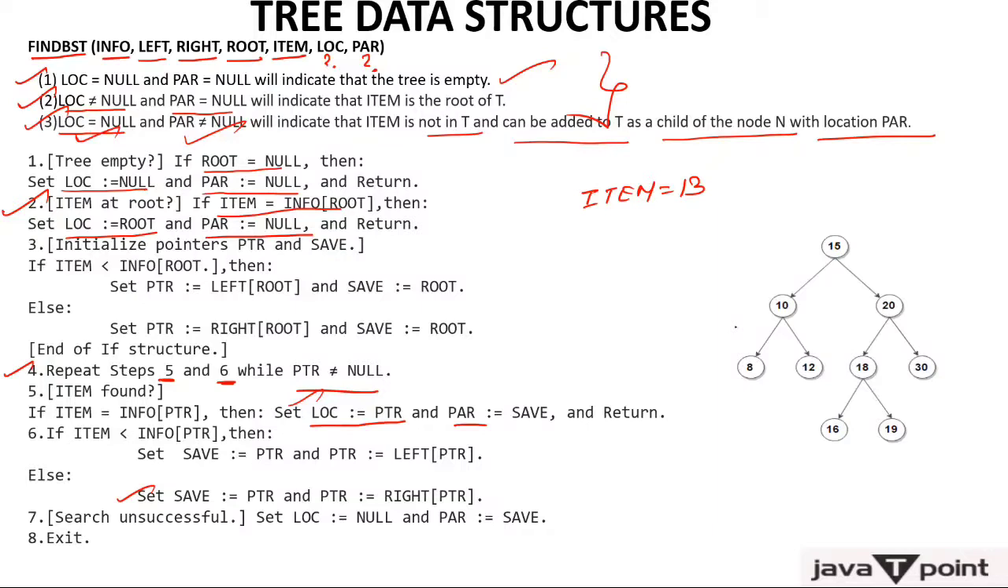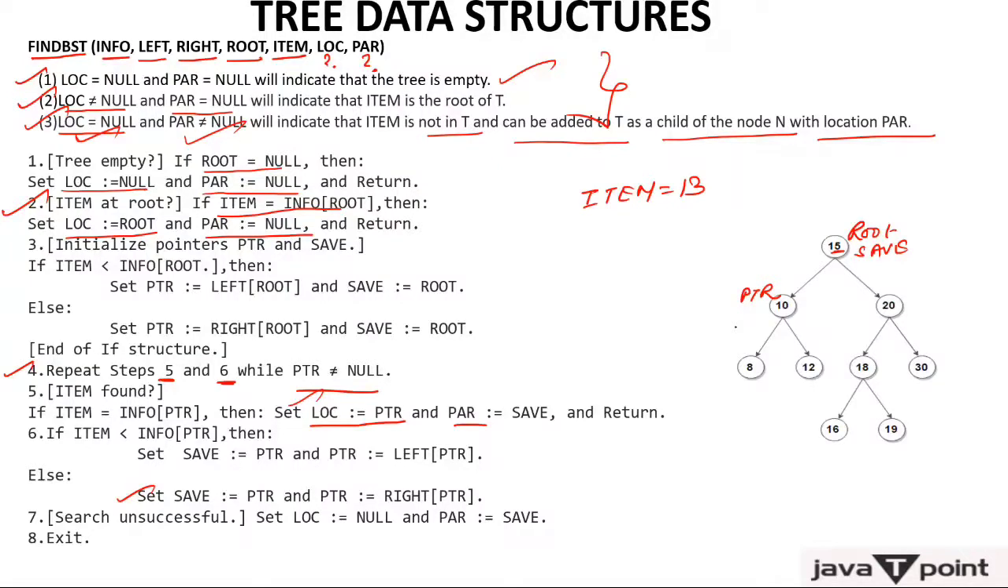Okay, so initialize pointer ptr and save. Okay, is item less than info root? Yes, this is root, and the information of root is 15, and 13 is less than 15. Yes. Then what? Set PTR equal to left of root. Then PTR came here, left of root, fine. Okay, and save is equal to root, and save came to the root, fine.